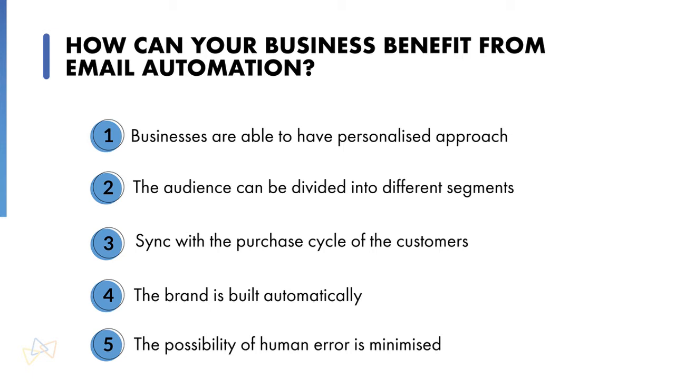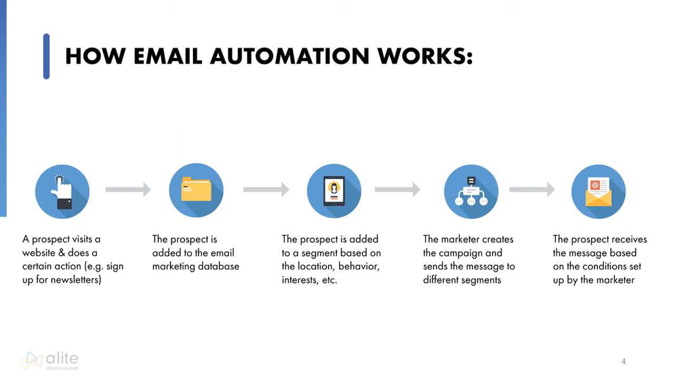Of course, in the end, the possibility of human error is minimized with this kind of automation in place. So these are the benefits from email automation. Next, we'll talk about how email automation works.